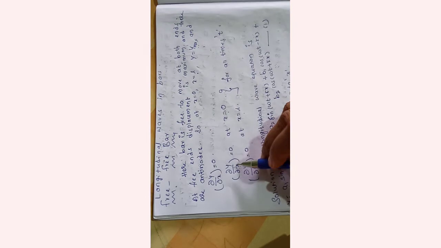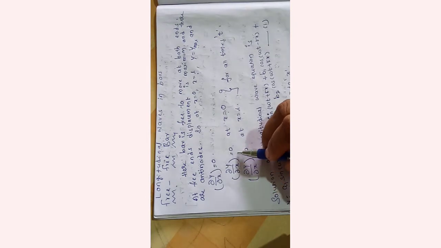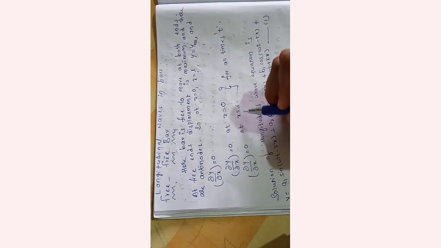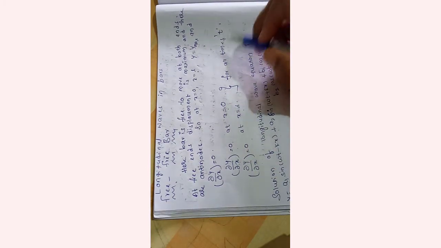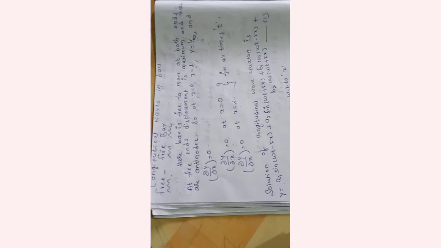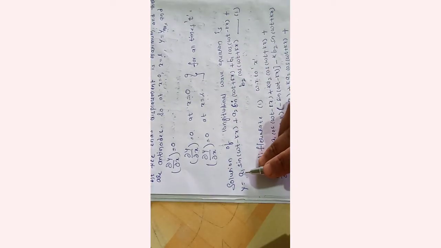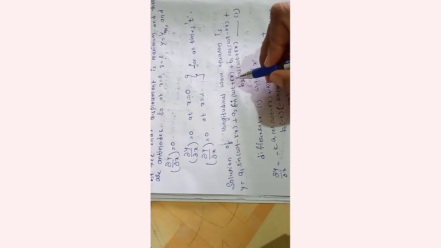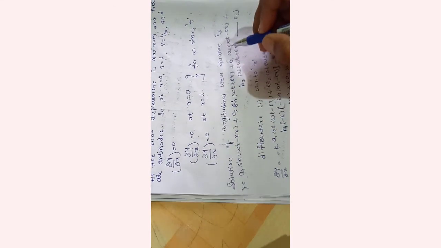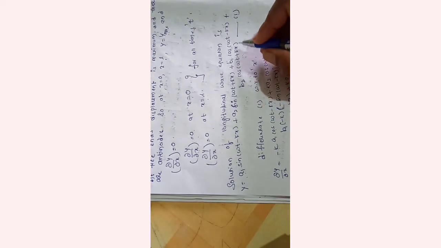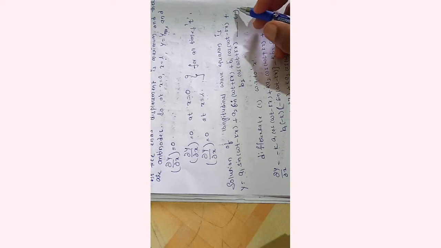Now writing the boundary conditions, dou y by dou x is equal to 0 at x is equal to 0, and dou y by dou x is equal to 0 at x is equal to L for all times t. Right? Now we know the solution of the longitudinal wave as y equal to a1 sin(omega t minus kx) plus a2 sin(omega t plus kx) plus b1 cos(omega t minus kx) plus b2 cos(omega t plus kx). Keep it as equation 1.